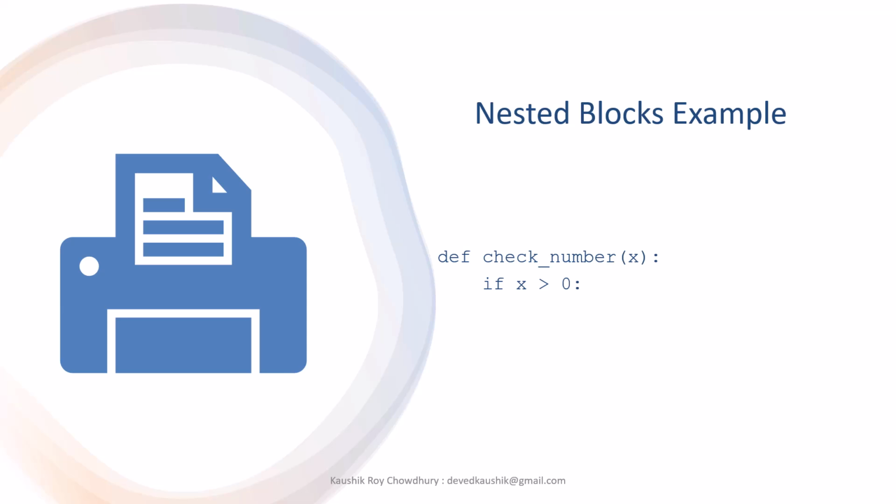Now for a nested block example, this is one. So this is check number x. If x greater than 0, print positive, else print non-positive. All right. So this is also an example of indentation for nested blocks. So it's all about structure through spacing.